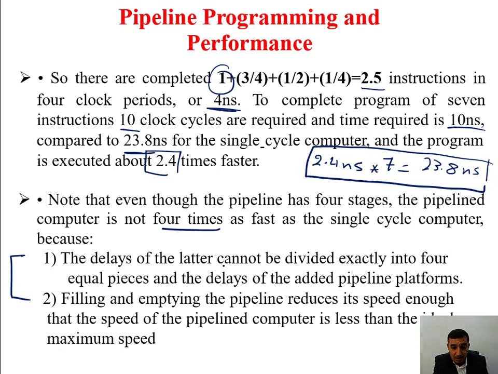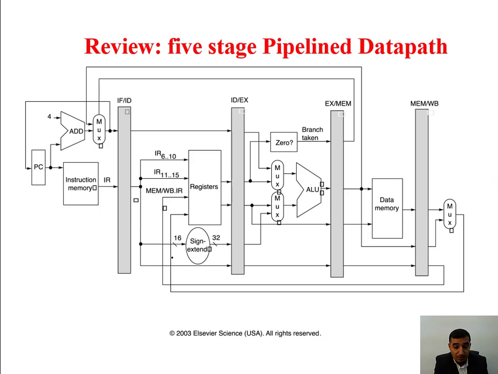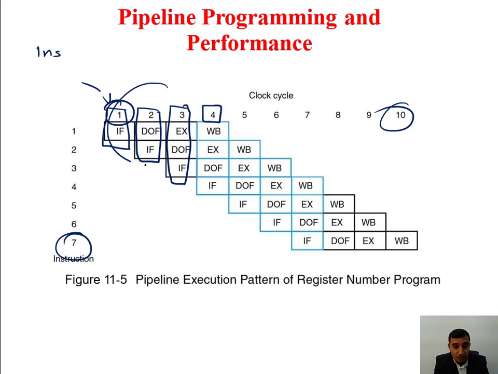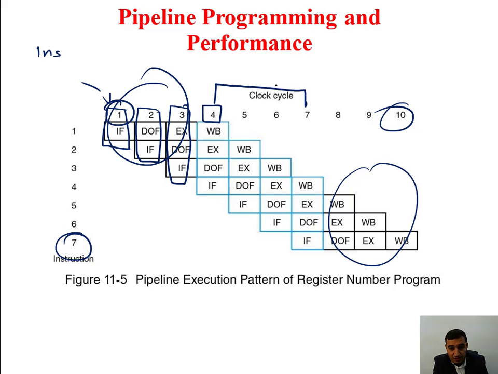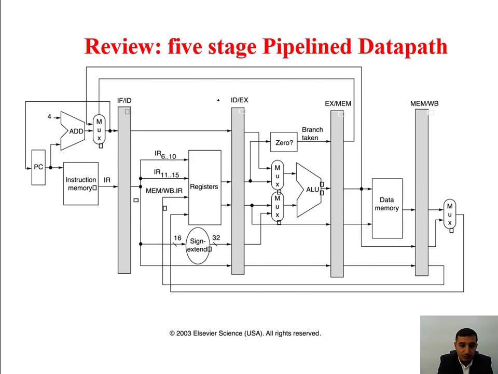The delays are added by adding the pipeline registers. And remember, we are filling and emptying the pipeline. So in these cycles, we are wasting some time. In these cycles, we are wasting some time. Only from 4 to 7, these cycles, we are fully utilizing the data path.